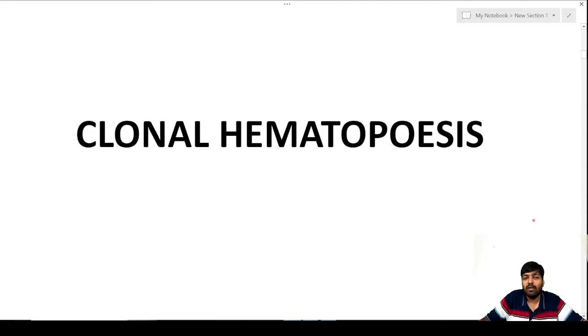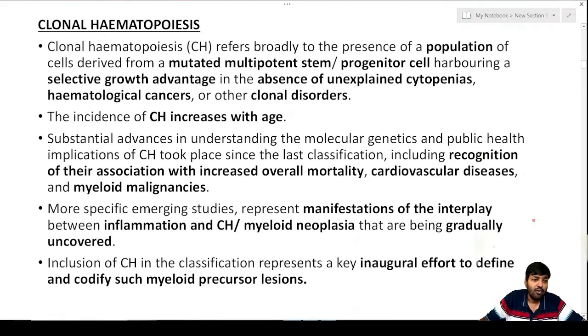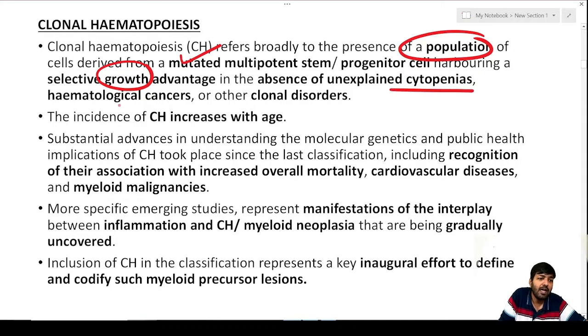Although we have heard about the term clonal hematopoiesis before, in this edition the WHO has formally introduced clonal hematopoiesis as one of the precursors of the myeloid neoplasms. So let us first understand what we mean by the term clonal hematopoiesis. It broadly refers to a population of cells derived from a mutated progenitor cell or a multipotent stem cell which is harboring a selective growth advantage in the absence of any clinical features, like there are no cytopenias, no hematological cancers or any other disorder.